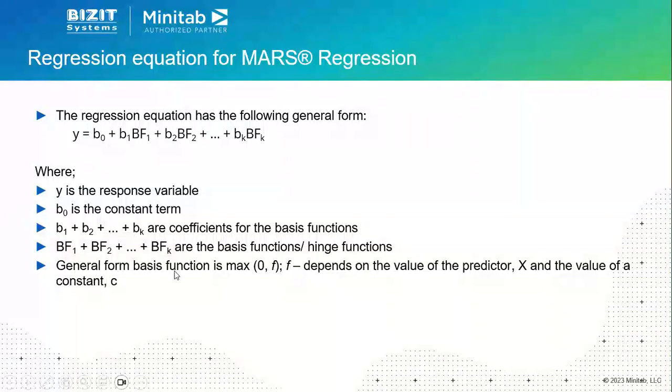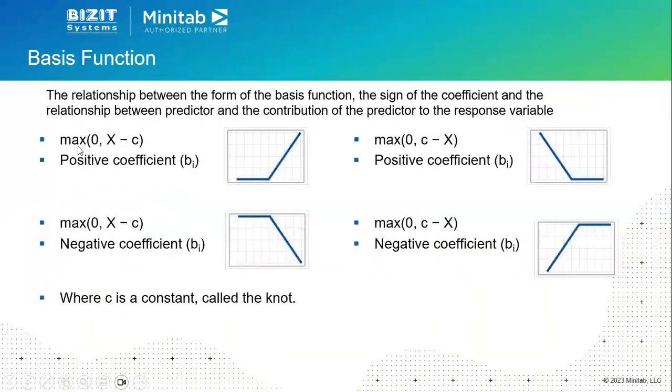F can be x minus c here. Your basis function can be this, where c is the knot, the end of this linear value. Just now I showed positive correlation and negative correlation, and for this case it is also the same. We have the positive coefficient and the negative coefficient. You can see c minus x here, x minus c, and so on.